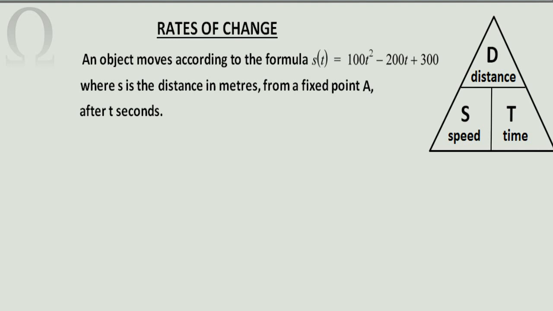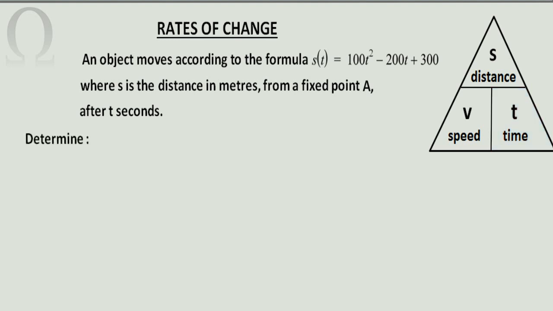Before we begin, note that it is common practice to denote distance with the letter s. The speed, also known as velocity, with which an object moves, is commonly denoted v. And time is denoted t.